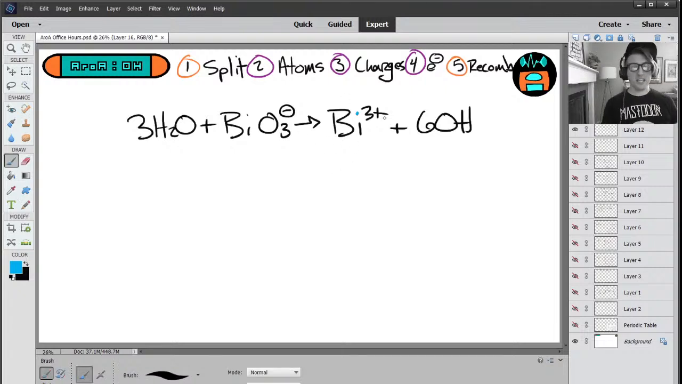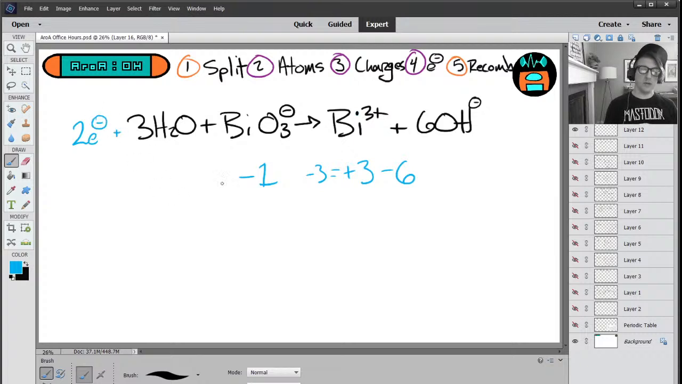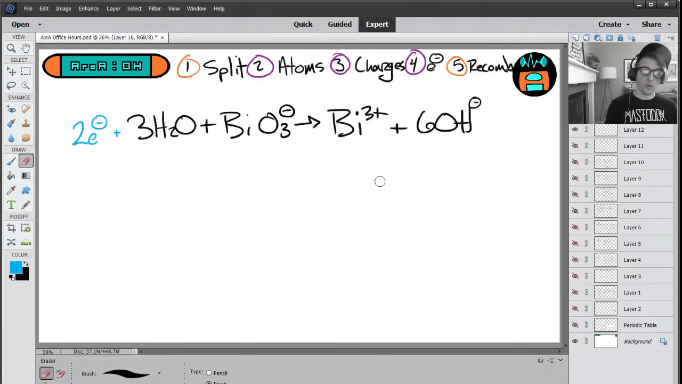Now, when you're balancing charges, the only thing you can add to either the reactants or the product side is an electron. Now, when we look at this reaction, we have a total charge of -1 on our reactant side because water has no charge. BiO3 minus has a charge of -1. On our product side, we have a +3 for bismuth minus 6 for the 6 hydroxide. So the product side has a total charge of negative 3. The reactant side has a total charge of negative 1. We are going to need to introduce 2 electrons to our reactant side so that we get negative 2 minus 1 equals negative 3. And now our charges are balanced on both sides of the bismuth half reaction.